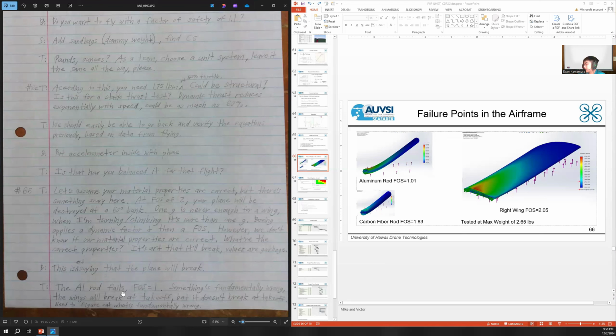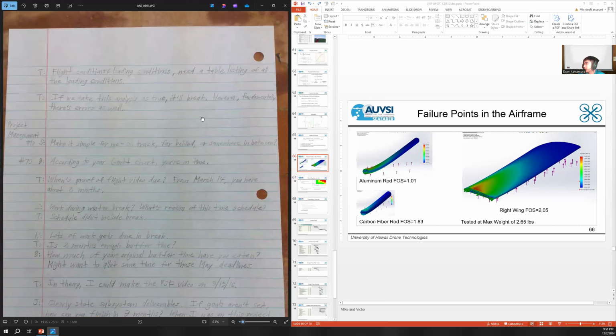Yeah, so the aluminum rod fails. The factor of safety is close to 1, so something's super wrong here. The wings would break at takeoff, but in real life, it doesn't break. So this whole analysis is incorrect.